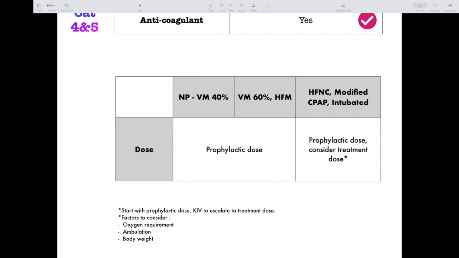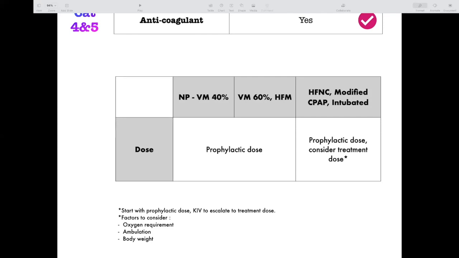So next, we are going to talk about anticoagulant. Anticoagulant also depends on the patient's oxygen requirement. If the patient needs nasal prong, Venturi mask 40%, Venturi mask 60%, or high flow mask, we must give a prophylactic dosage of anticoagulant, which includes subcute Fonda or subcute Clexane or subcute heparin.